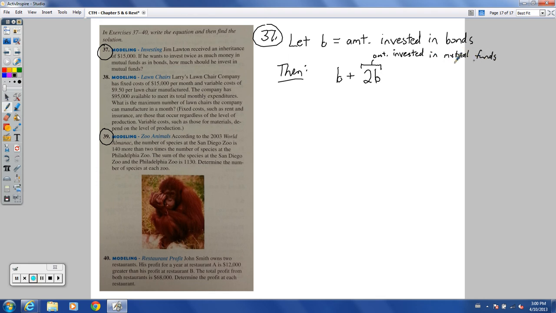I guess you could call that M, but then you could replace M with 2B because you're investing twice as much. So we have B plus 2B would equal 15,000. From there, you probably could have done a little trial and error, just thought about twice as much, and plugged in different numbers to figure out which one would be 2 times bigger.